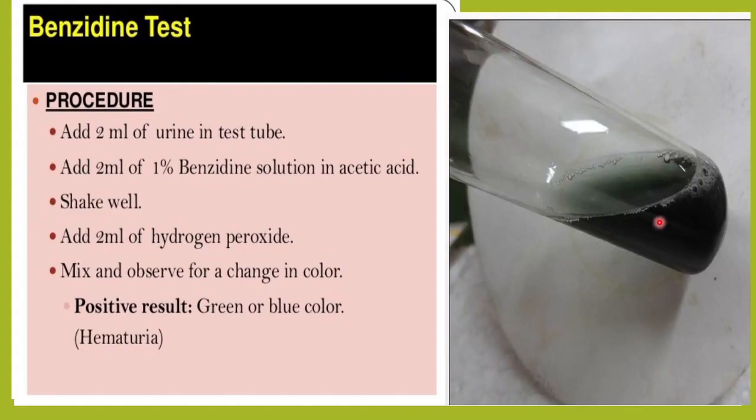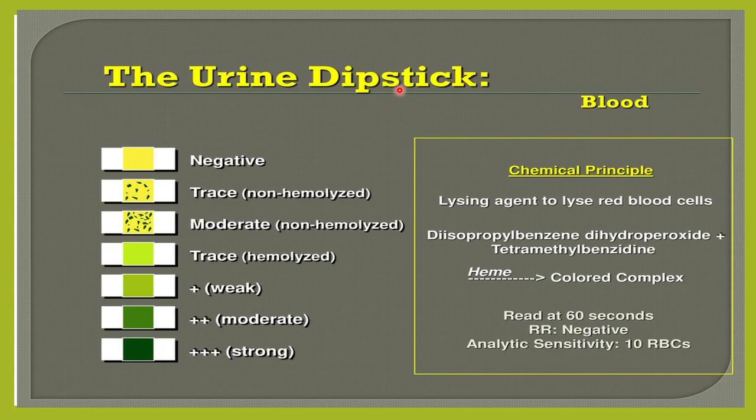This is also what we do in the benzidine test. We take 2 ml of urine and we add 1% of benzidine solution in acetic acid. Acetic acid helps to lyse the RBCs and release the Hb. And then when we add hydrogen peroxide, if at all we are getting a greenish or bluish color, we say that it is positive. So in the urine dipstick also, if it is negative, it is yellowish in color, and whenever there is the color change, it indicates either trace, moderate, weak or strong amount of blood in the urine sample which is received.